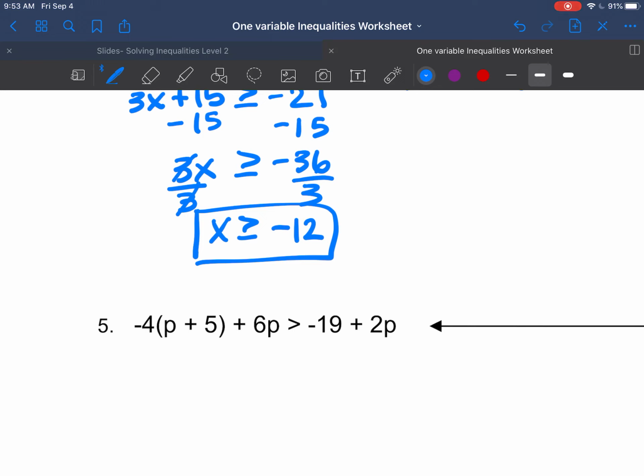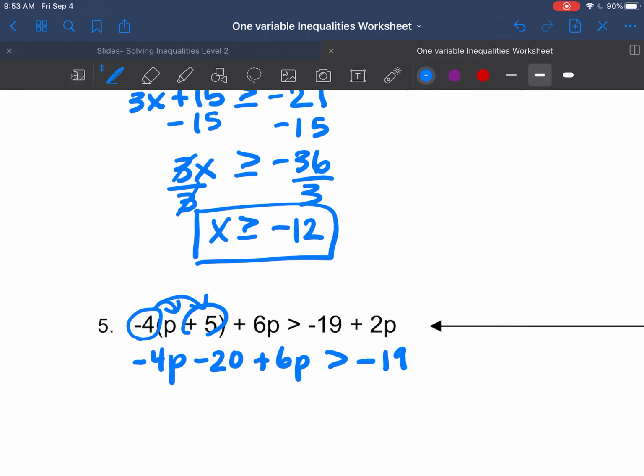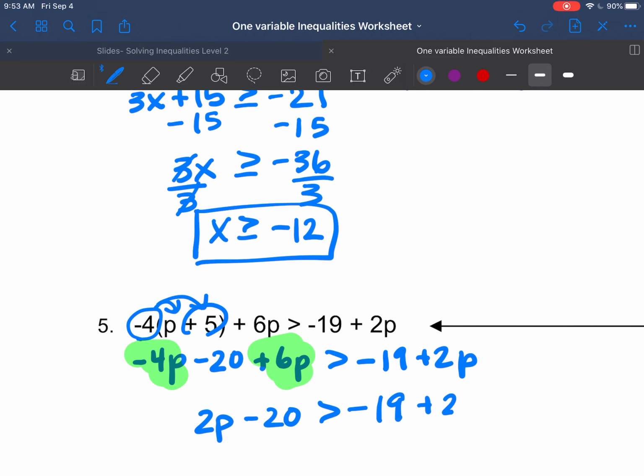Whoa, lots going on, number 5. First things first, get rid of parentheses. Oh, -4 times this positive 5 is -20. Okay, we can combine some like terms before we start isolating. And so I've got a -4p and a positive 6p for a positive 2p. And then we still have that -20 greater than -19 plus 2p.